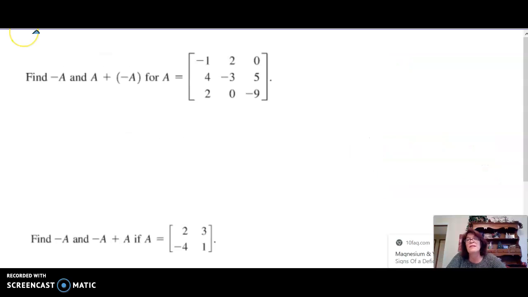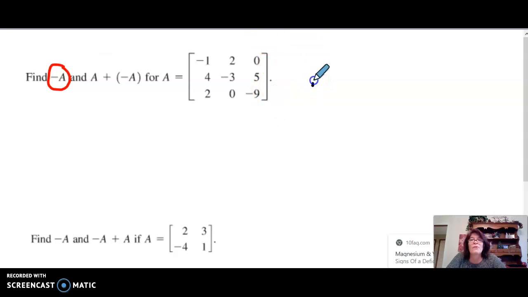Same thing with matrices here, okay? When we're going to ask you to find the opposite of a matrix, because when you add two opposite matrices together, you get the zero matrix. Okay, so the opposite of this matrix, you just have to be careful and make sure that you change every single element to the opposite.